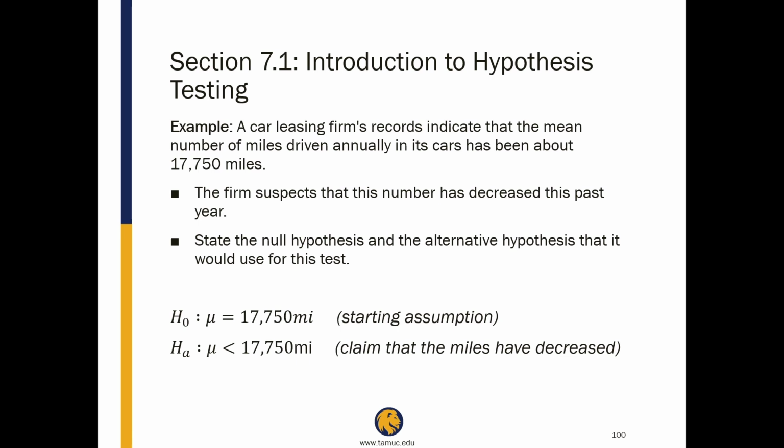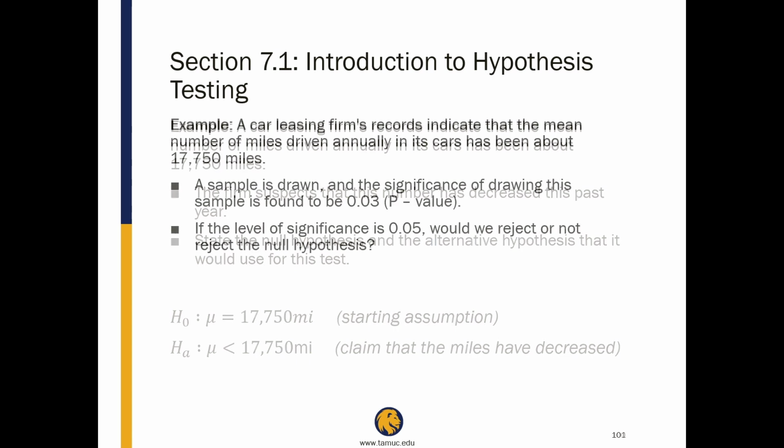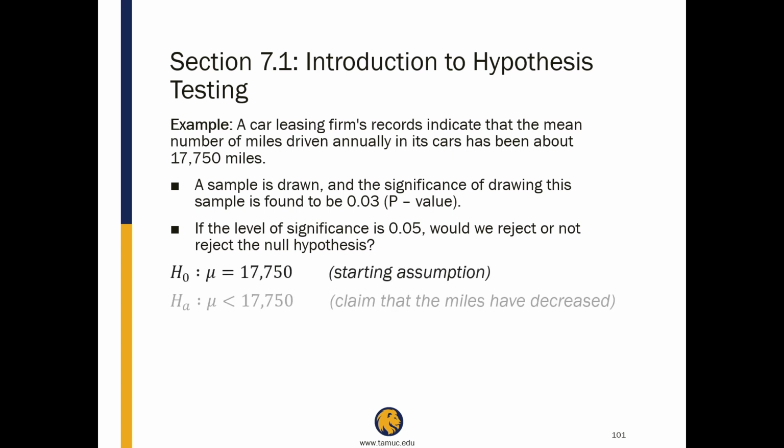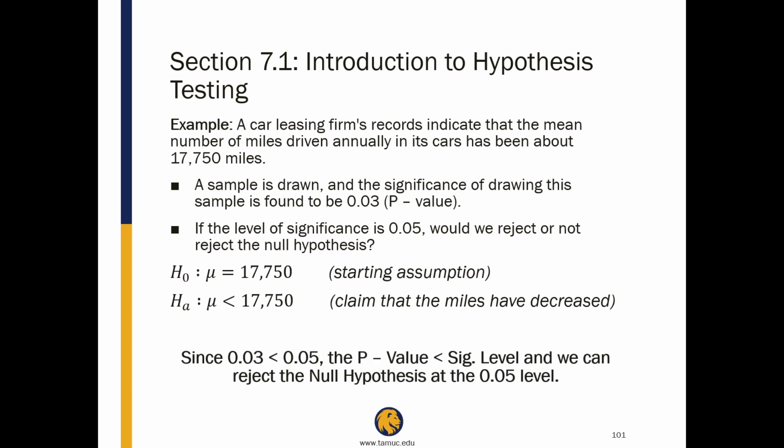We'll talk more about the sampling and p-values and how we get this in a little bit, but let's say that the p-value for the significance of a sample is 0.03 in this case. So they take a sample and they find their significance level. Based off of that, do we have evidence to reject or not reject the null hypothesis? It's all based on whether the p-value is less than the level of significance. In this case, since 0.03 is less than 0.05, the p-value is less than the significance level, and we can reject the null hypothesis at the 0.05 level.